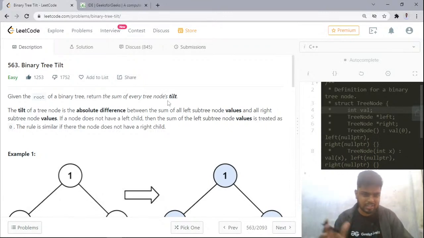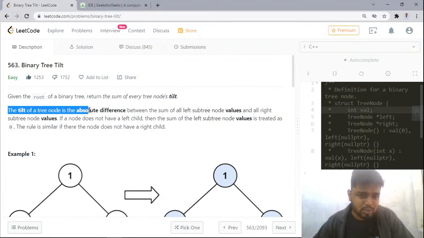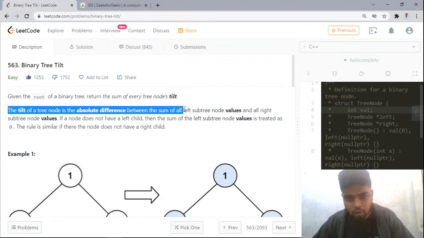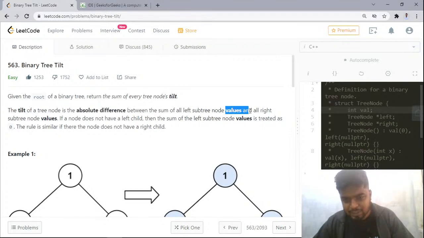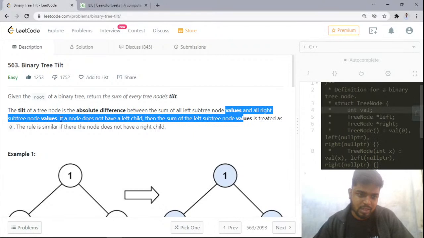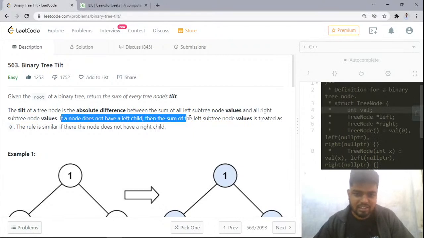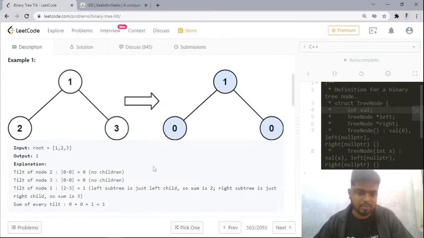The single statement itself is a little bit confusing, but it says that the tilt of a node is the absolute difference between the sum of all the left subtree node values and all the right subtree node values. If a node does not have a left child, then the sum of the left subtree is 0, and if it does not have a right child, then the sum of the right subtree is also 0, right? So this is what has been given.